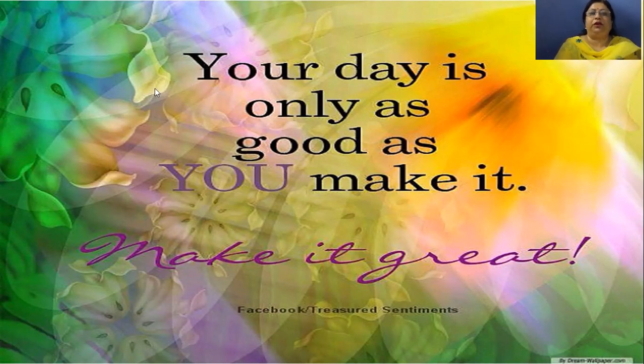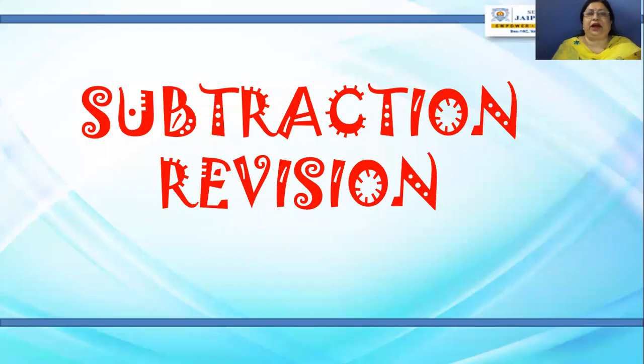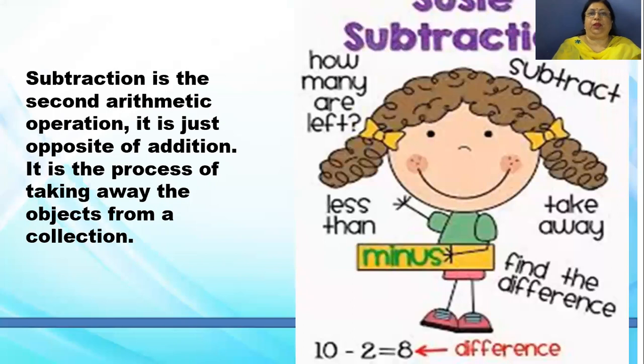Now, as we have already done with subtraction, let's today do some revision of subtraction. What is subtraction? Subtraction is the second arithmetic operation. It is just the opposite of addition. It is the process of taking away objects from a collection. When you take away certain objects from a collection, we are doing the subtraction.